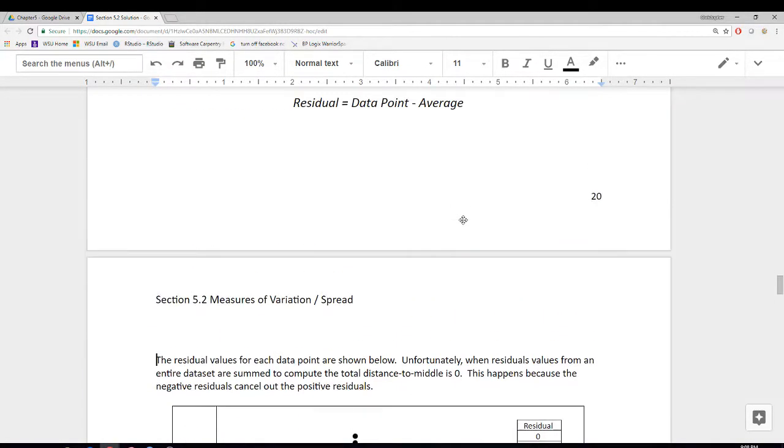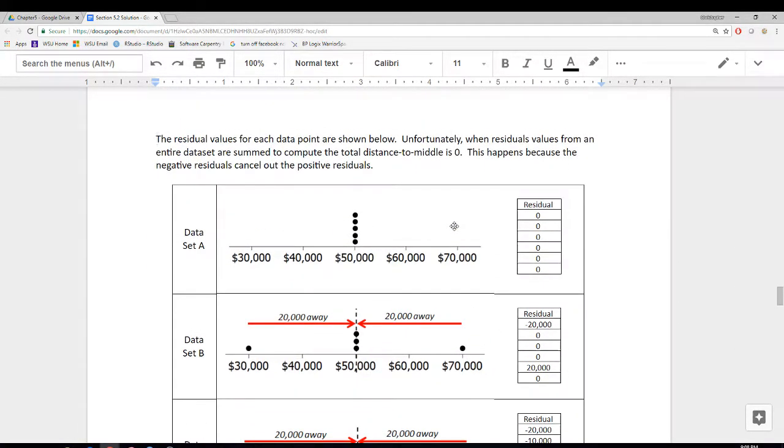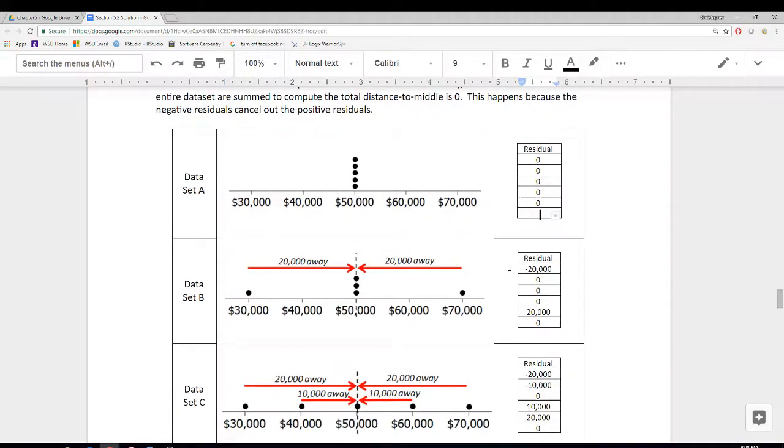So again, this next picture on page 21 is just showing you those different residual values. On data set A, each of the values is right at $50,000, so I don't have any residuals for any of the values. For data set B, I have one residual at negative 20,000, and I have another residual at positive 20,000. So down here on the low end, I'm 20,000 away, and up here on the upper end, I'm positive 20,000 away.